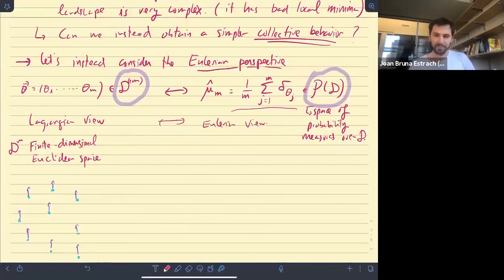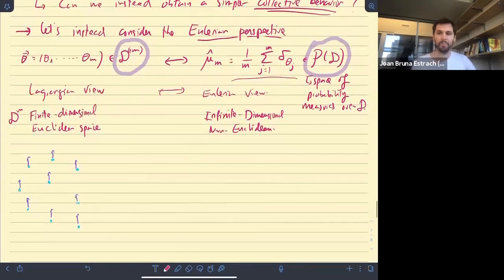And here we have a space that seems a little bit exotic, right? It's like the space of all the probability distributions of our domain. So in fact, this space is infinite dimensional. But as you will see now, it's really non-Euclidean.